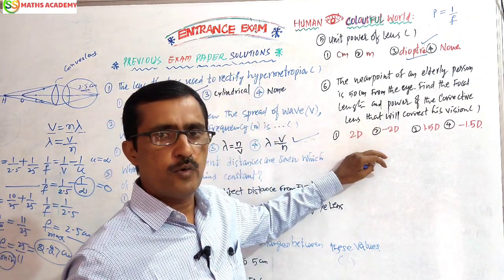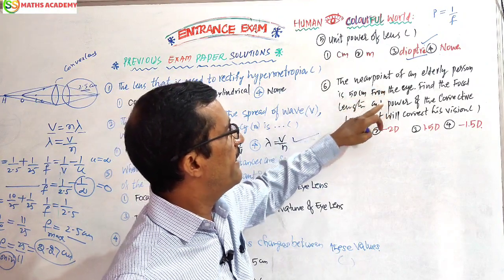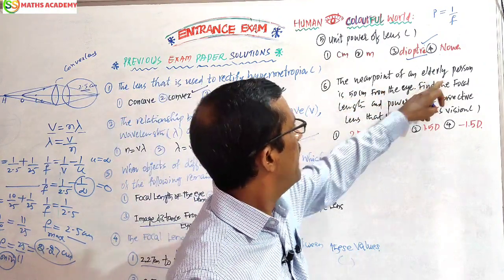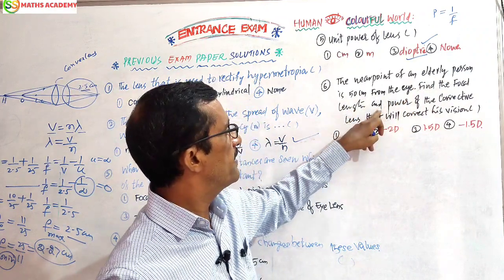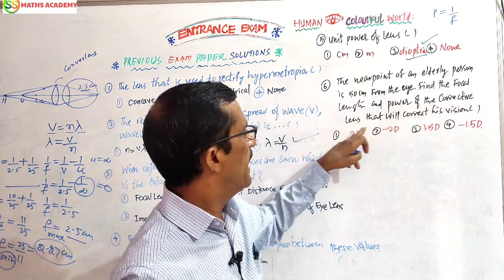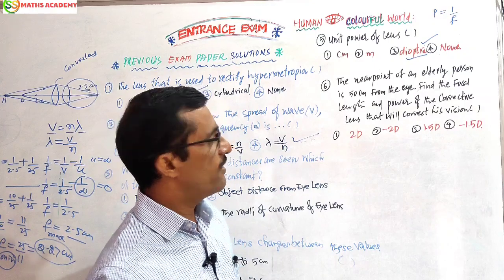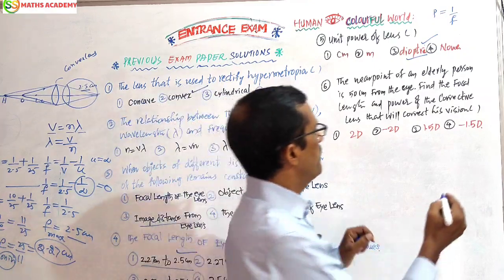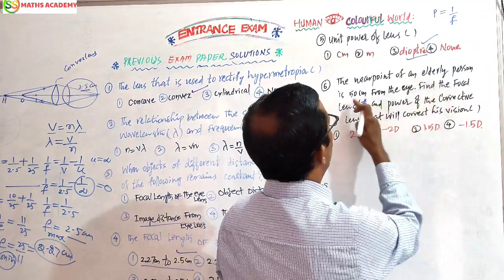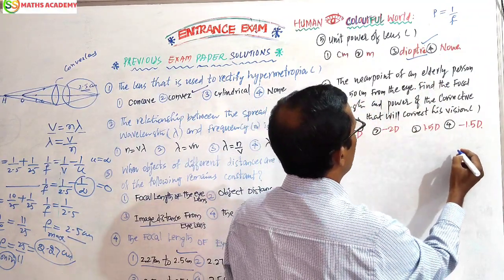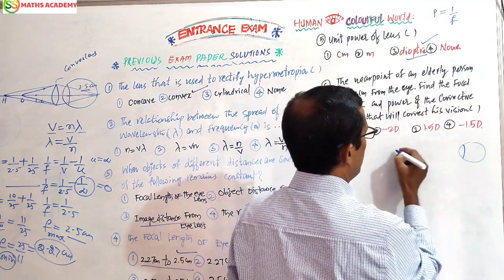Next, we are going to discuss some problems also. The near point of an elderly person is 50 centimeter from the eye. Find the focal length and the power of the corrective lens that will correct his vision. We have to find the focal length and power. First, we have to draw the diagram, children. The near point of an elderly person is 50 centimeter. So here, you just have to draw a small diagram, children.